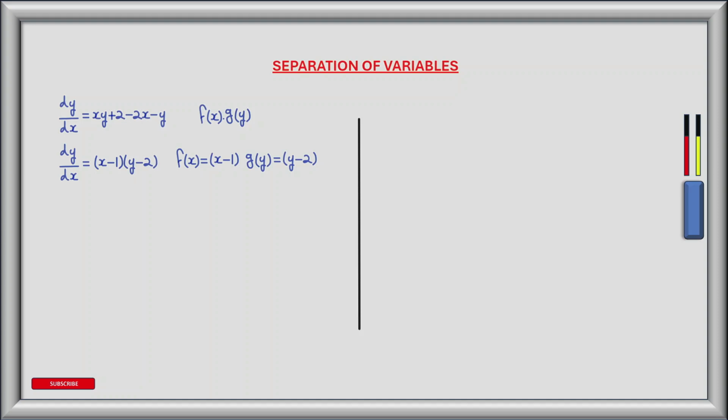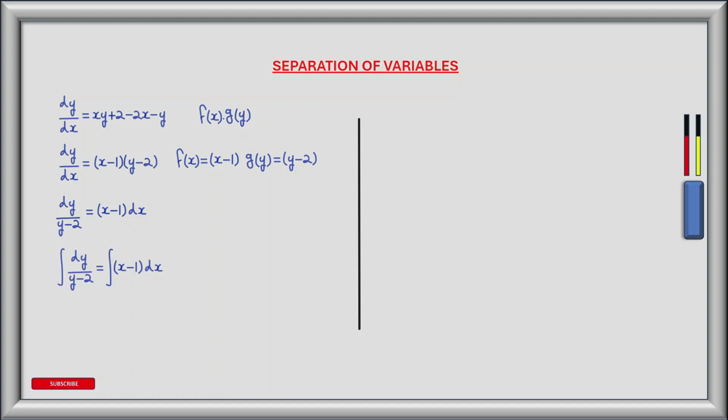In this form, f of x is clearly defined as x minus 1 and g of y is clearly defined as y minus 2. We can now separate the variables by moving all the terms involving y to the left-hand side and all the terms involving x to the right-hand side. So we're left with 1 divided by (y minus 2) times dy is equal to (x minus 1) dx.